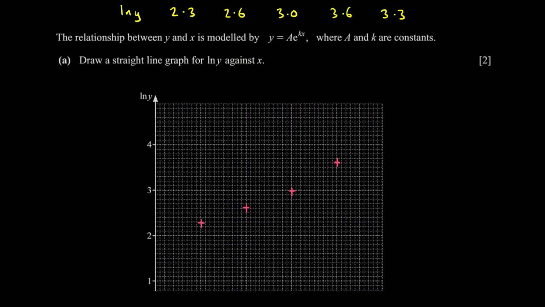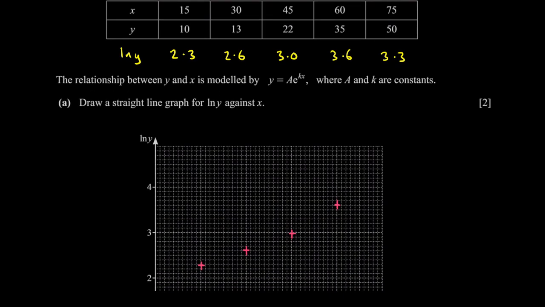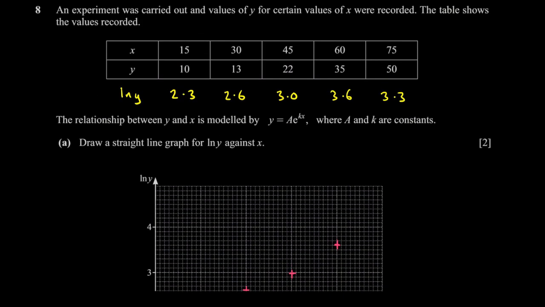Okay. And 75, 3.3, that can't be right, can it? I must have made a mistake. Ln 50. Wait a second. Oh, 3.91. Sorry, I misread my calculator. I do apologize. Let me just change that. 3.9.